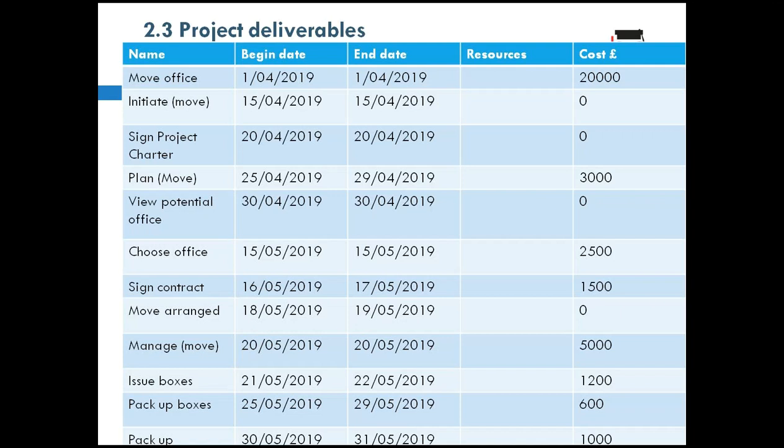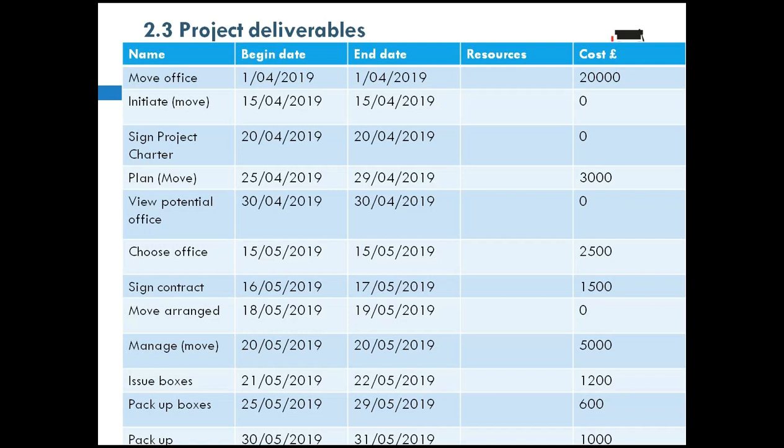And then after signing the contract, you arrange the movement. You plan when you are going to move from London to Oxford. Right? Arrange the move. And then manage the actual move. You plan the management is going to cost you 5,000.